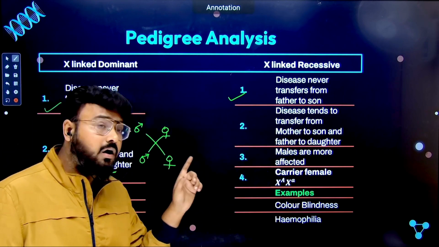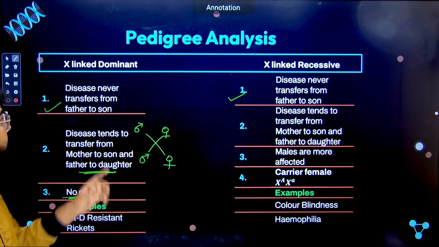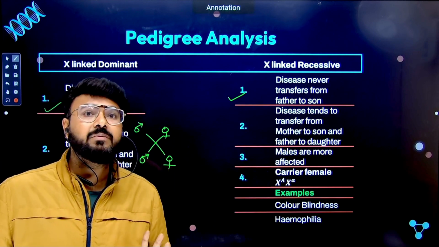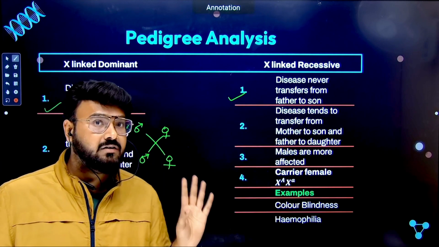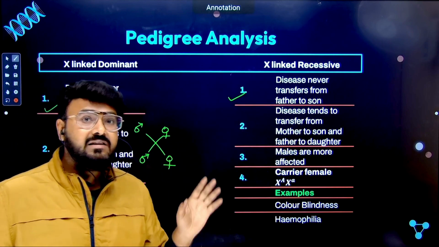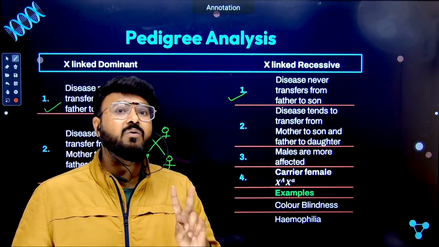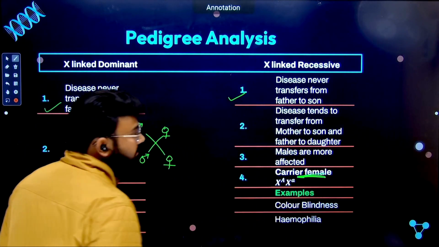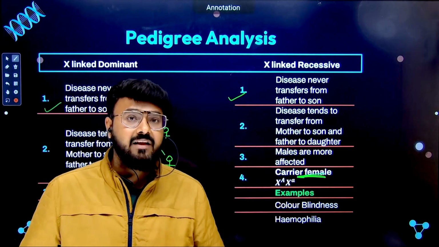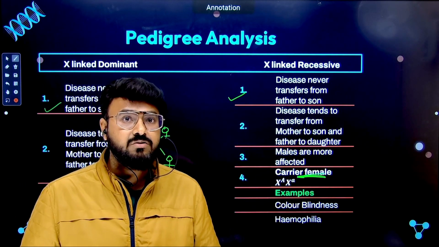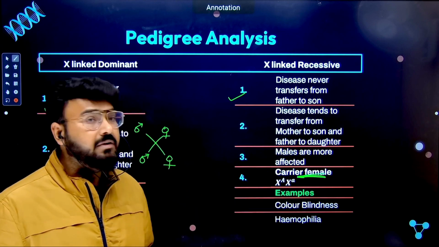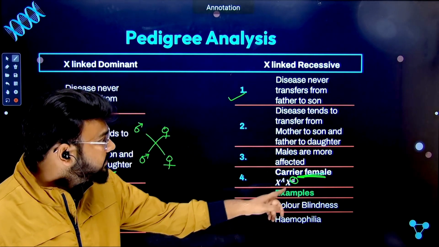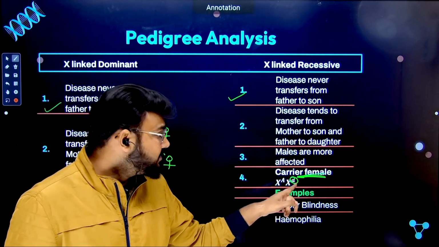Now, coming to the next point, because it is a dominant trait, there will be no carrier. Only one allele is enough. If there is a dominant allele, the disease is going to happen. There will be no carrier. But in X-linked recessive, two alleles are required to create the effect. That is why there will be a female carrier, because the female carries two X chromosomes. Male has only one X chromosome, so a male can be affected, but a female can be a carrier if one X chromosome has the recessive mutant gene. You can see the mutant allele, small a, because it is recessive.